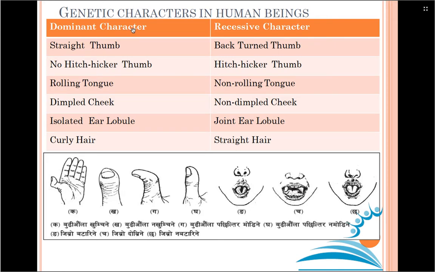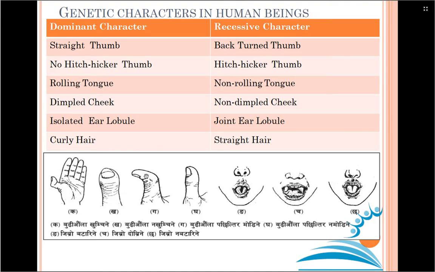So dominant character means the character which is visible, and recessive character means the character which is hidden. So the straight thumb. If the thumb is straight, then that is called dominant character. But back turn thumb means this kind of thumb is back turn. So here see, back turn.